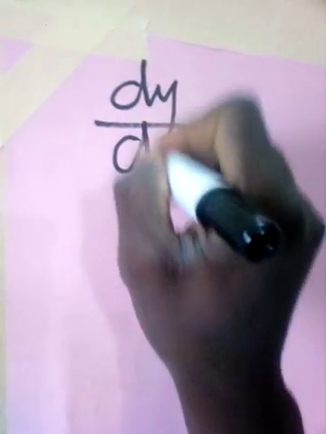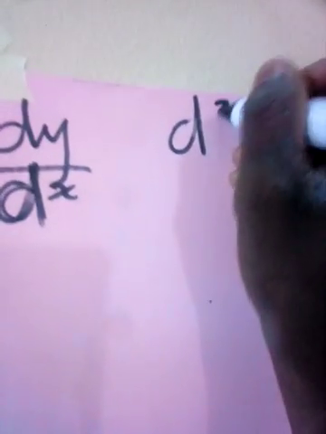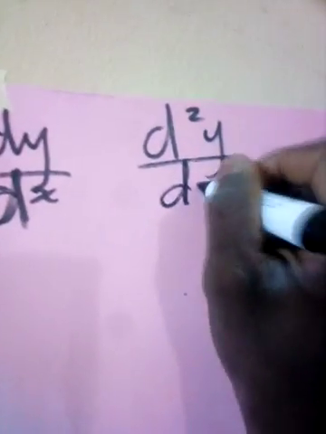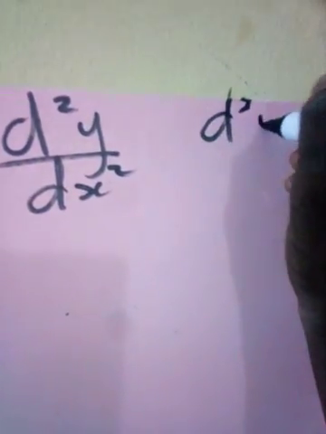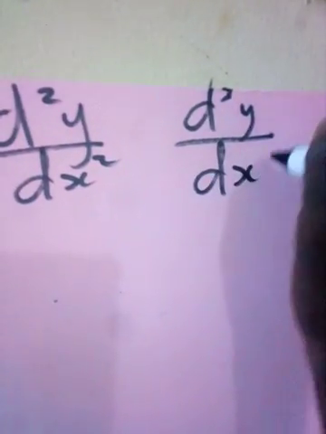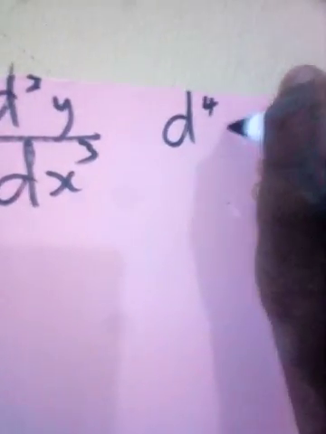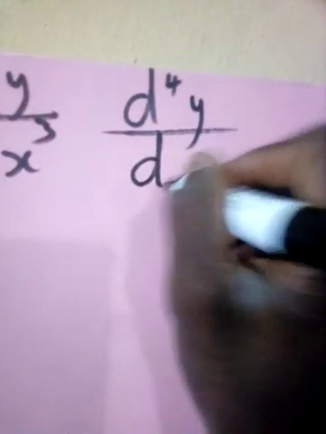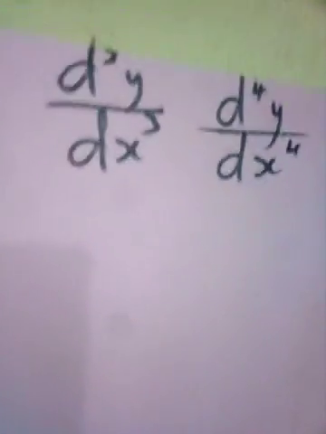If I have this, all I've done here is give you the first derivative, dy/dx. Then d squared y over dx squared is the second derivative, d cubed y over dx cubed is the third derivative, and d to the power 4 of y over dx to the power 4 is the fourth derivative. And this just keeps on continuing.